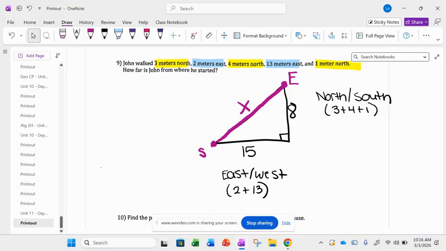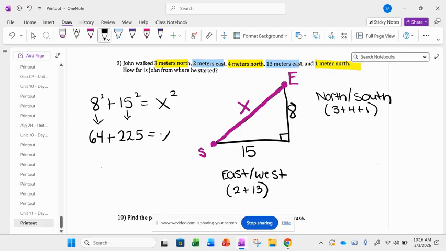The Pythagorean theorem. So we have 8 squared plus 15 squared equals x squared. This is where the perfect squares really help. 8 squared is 64. 15 squared, anybody think they remember what 15 squared is? Luciana? Excellent. 225 equals x squared. Now we add 64 plus 225 is 289.